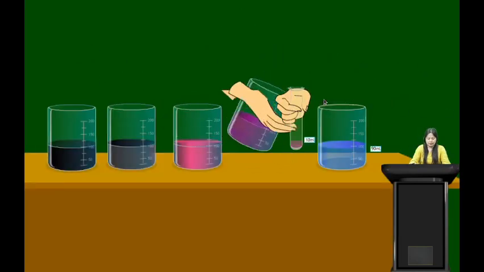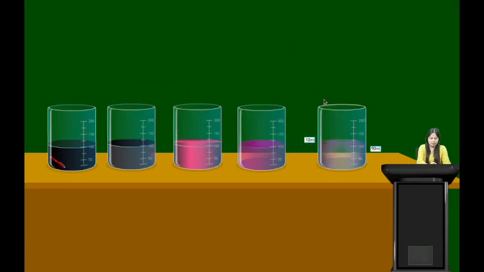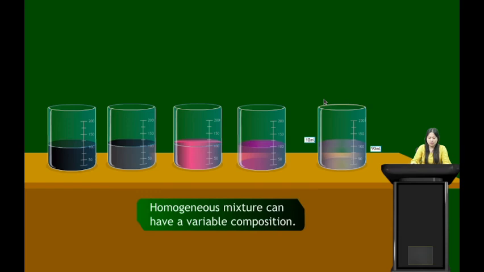Now let us see here. We have potassium permanganate in water, a mixture of potassium permanganate in water. Now when we dilute it, we see that the color is getting lighter and lighter, but it is still uniformly distributed even though the amount of potassium permanganate is decreasing. So a homogeneous mixture can have a variable composition. In the first beaker there is a large amount of potassium permanganate, and the amount decreases as we go on, but they are still homogeneous mixtures. So homogeneous mixtures can have a variable composition.